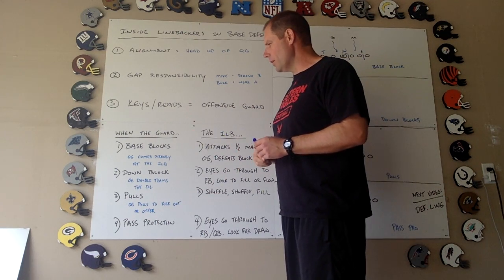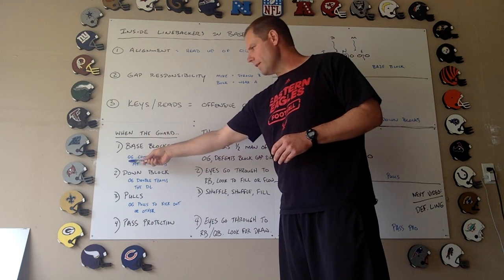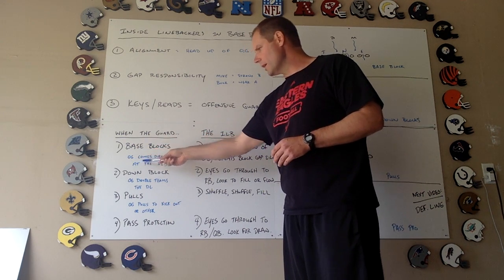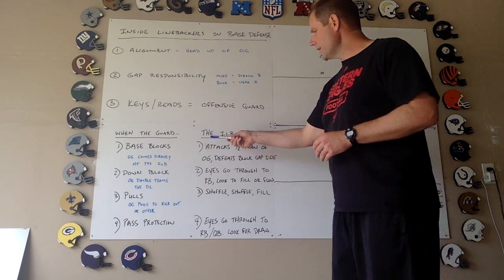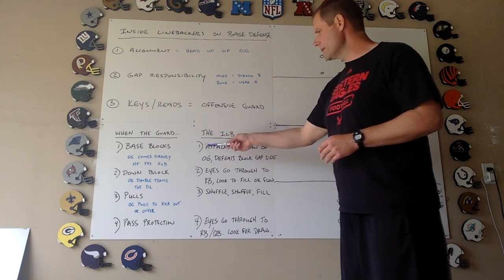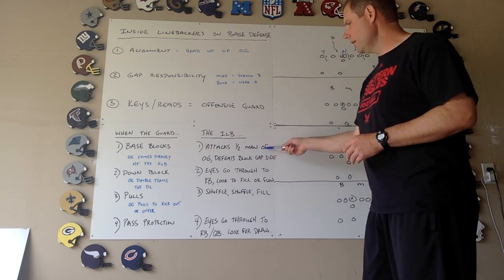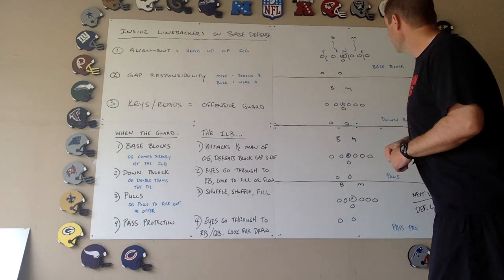So when you're staring down that offensive guard, you read what's called a base block. Now, a base block is when the offensive guard, or the OG, comes directly at the inside linebacker. Okay, so what should the inside linebacker do? If the inside linebacker reads a base block, then this inside linebacker should attack half man of the offensive guard and defeat the block on the gap side.